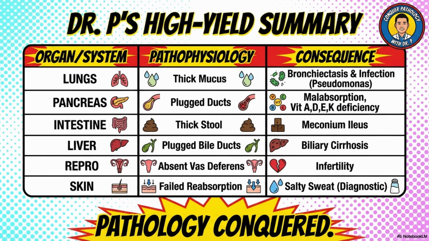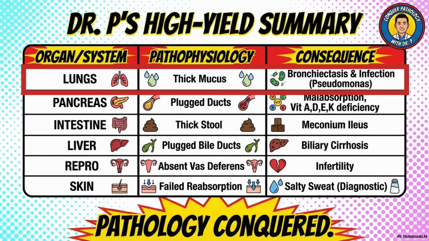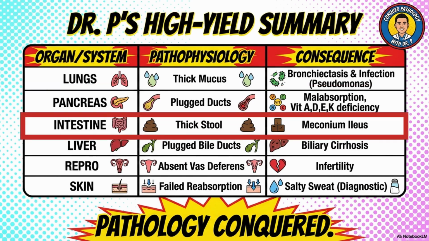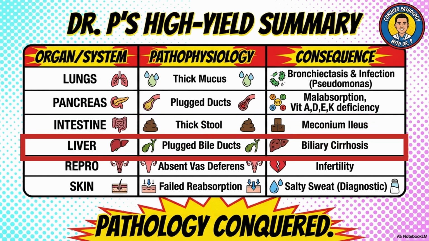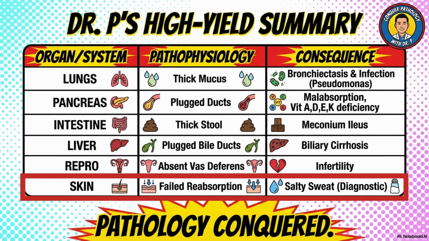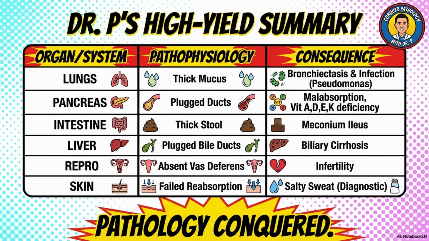Let's wrap up with my high yield summary table. Screenshot this. In lungs, thick mucus causes bronchiectasis and infections, like Pseudomonas. In pancreas, plugged ducts lead to malabsorption and vitamin A, D, E, K deficiency. In intestine, thick stool causes meconium ileus. In liver, plugged bile ducts cause biliary cirrhosis. In reproductive system, there is absent vas deferens causing infertility, and in the skin, failed reabsorption causes salty sweat, which is diagnostic. That's it. You have now conquered congenital anomalies and cystic fibrosis.